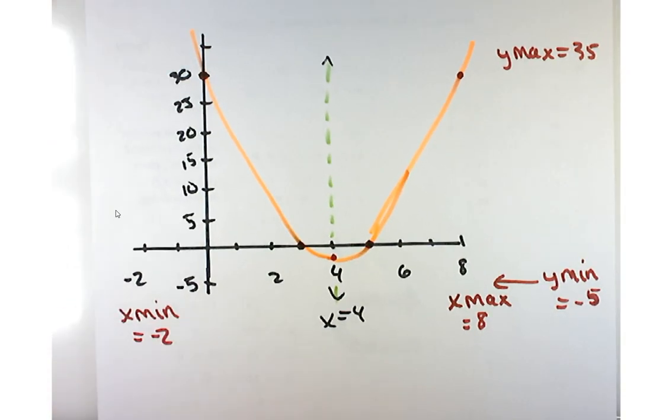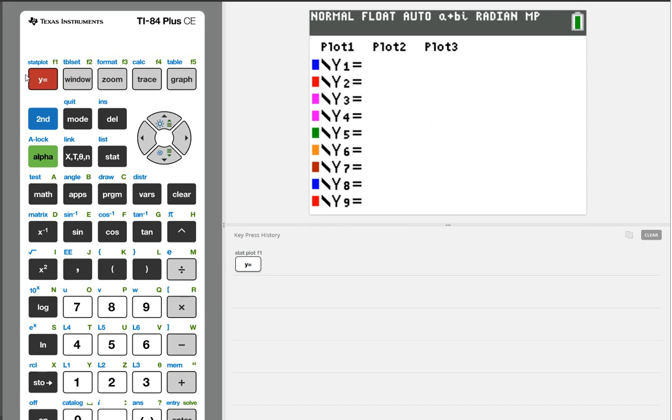And if you're graphing this for WebAssign and they give you a blank graph, you can just do what I did here, and that is kind of copy or mimic the x min, x max, y min, y max for all your settings. Start by pressing the y equals key. That'll take you to the equation editor, and we're going to plug in our equation.